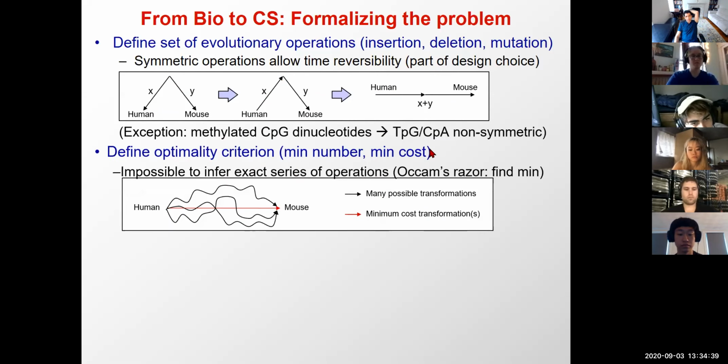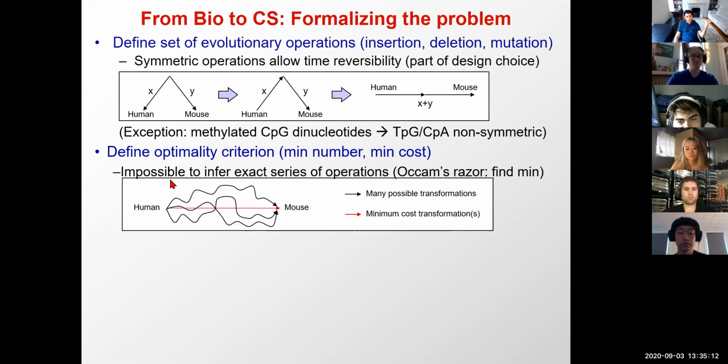The next thing we need to ask is, what is our optimality criterion? How do we know we're doing well? Is this a good solution? So maybe what we would like to have is a minimum number of operations. Just how many insertions, deletions, and mutations. Or alternatively, we might want to have minimum cost, where these operations might actually have different costs. And depending on the cost, we might prefer to have 3 cheap operations than 2 very expensive operations.